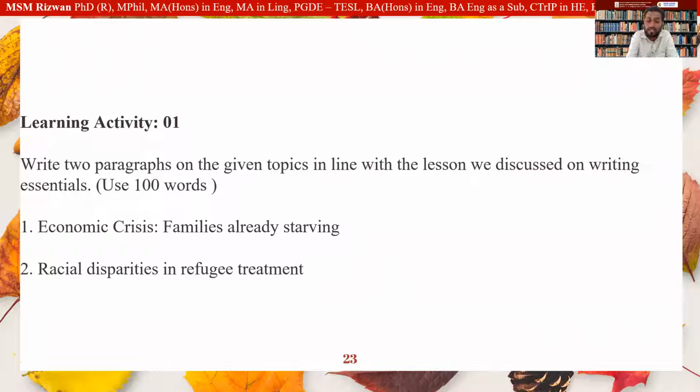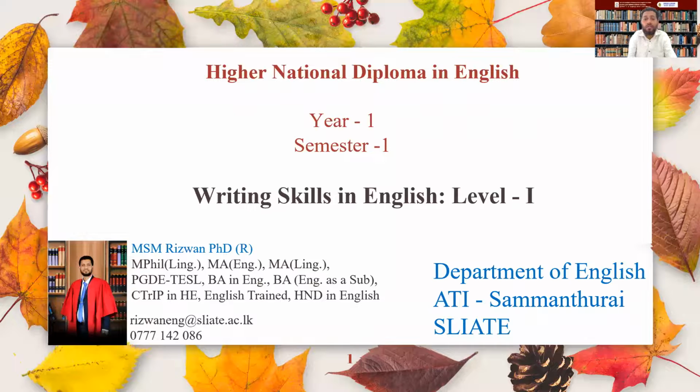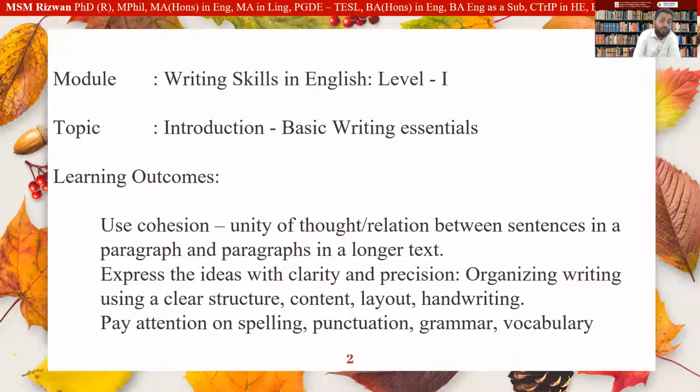Now we have come to the end of the sessions, right? Under the topic of writing essentials in the module of writing skills in English, I hope you have achieved the given learning outcome. Now you know how to use cohesion in the development of sentences, as well as how to express ideas with clarity and precision. You also have to pay attention to spelling, punctuation, grammar, as well as vocabulary.